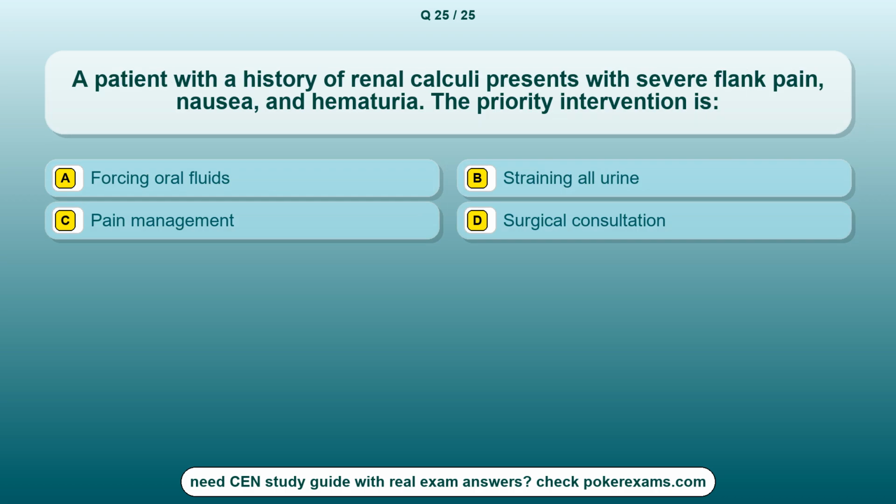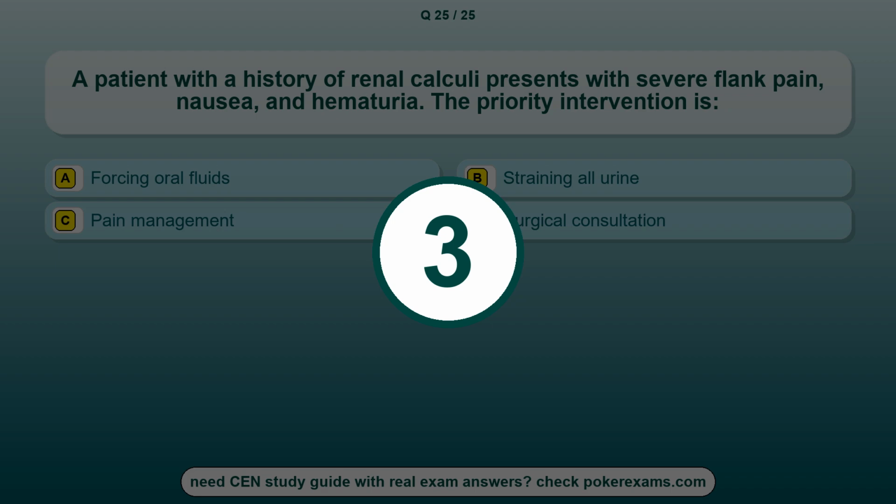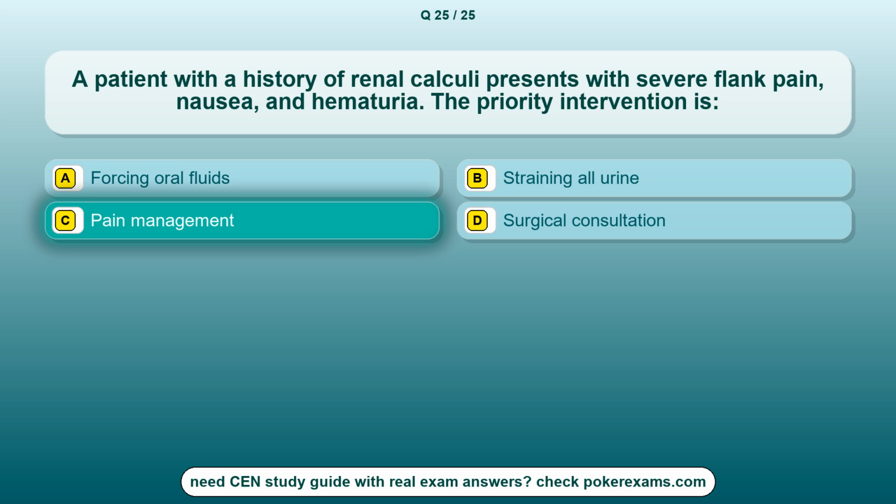Question 25. A patient with a history of renal calculi presents with severe flank pain, nausea, and hematuria. The priority intervention is Option A. Forcing oral fluids. Option B. Straining all urine. Option C. Pain management. Option D. Surgical consultation. The correct answer is option C. Pain management.